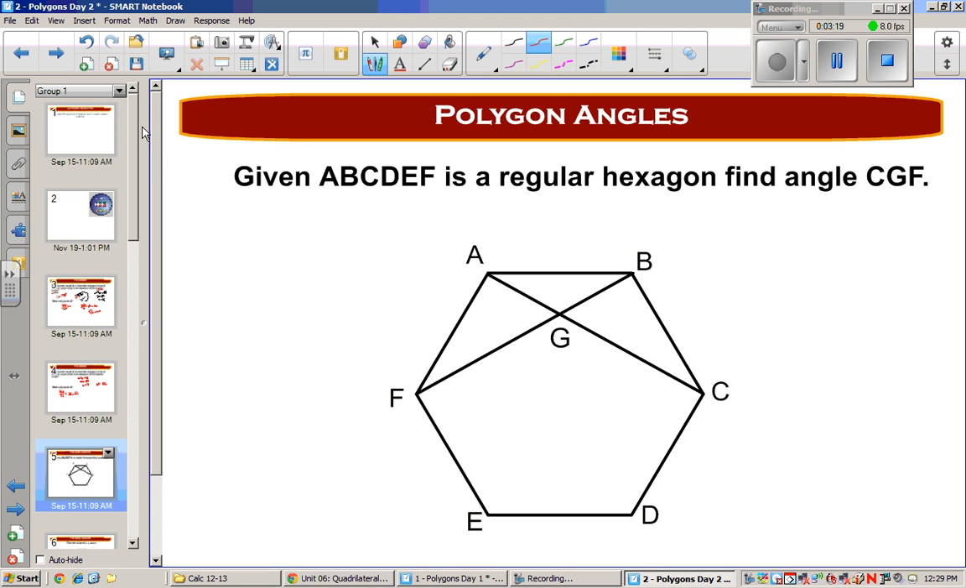All right, this next problem is a little tricky. If I know this is a regular hexagon, try to find angle CGF, which is this angle. To do that, the first thing I need to do is find one angle in my polygon, which is a hexagon. I like to find my exterior angle first because I like that equation better. So I'll take 360 divided by my number of sides to get my exterior. So my exterior is 60. So if each exterior is 60, my interior is 180 minus that, which is 120. So all of these angles are 120.